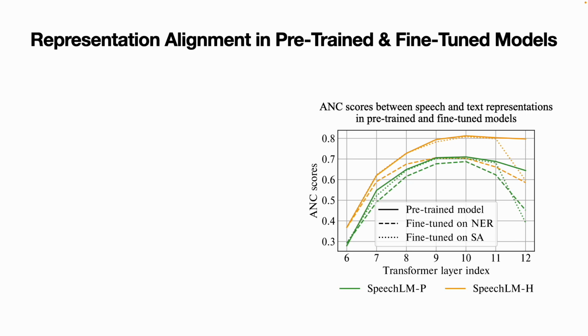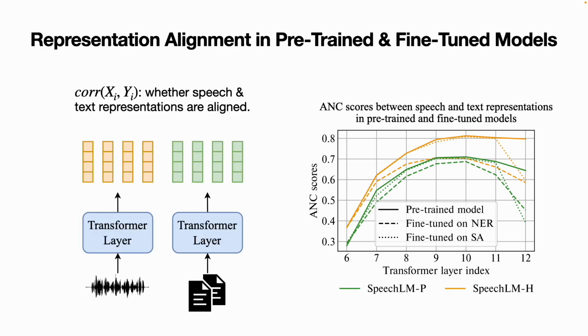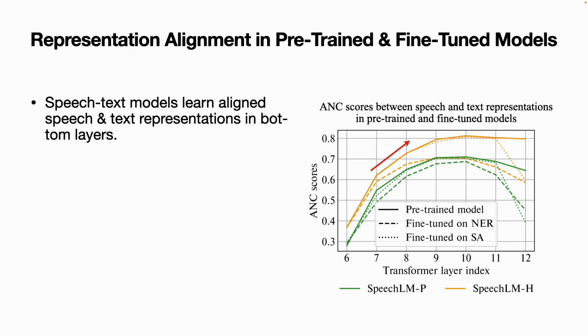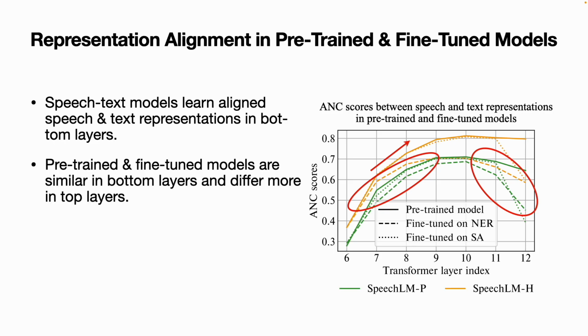Okay, this figure shows the degree of alignment between speech and text representations, which is the first setup. You can first notice that the degree of alignment increases over the layers, especially in the bottom layers, which shows that the speech-text models actually learn to align the speech and text representations in the bottom layers. On the other hand, you can also notice that the pre-trained and fine-tuned models are very similar to each other in the bottom layers, but they differ much more in the top layers. This observation suggests that fine-tuning mostly affects the top layers and leaves the bottom layers unchanged.